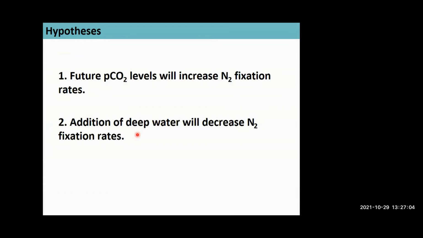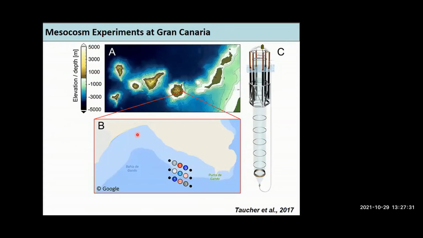Additionally, in this experiment we also added deep water into our mesocosms. And our hypothesis was that the addition of deep water will decrease the N2 fixation, because deep water already has plenty of nutrients. When the nitrogen nutrients are already there in the system, why should the cyanobacteria need to fix N2, which will require a lot more energy? So with these two hypotheses, this is the design of the mesocosm setup.